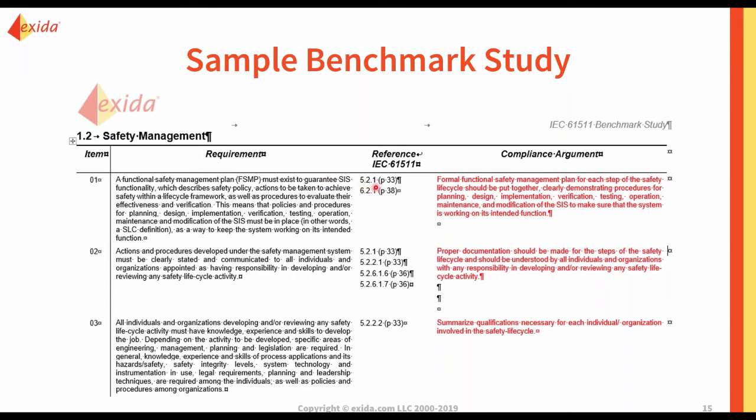The next column then covers what part of the IEC 62511 standard is referenced so that you can easily cross-reference the requirements as they're written in the standard with our safety case requirements. And then the compliance argument. So an example compliance argument for the FSMP might be referencing the functional safety management plan that's used, showing how it fits together for each step, and documenting that traceability from the procedures, the planning, and then the actual execution of those life cycle activities.